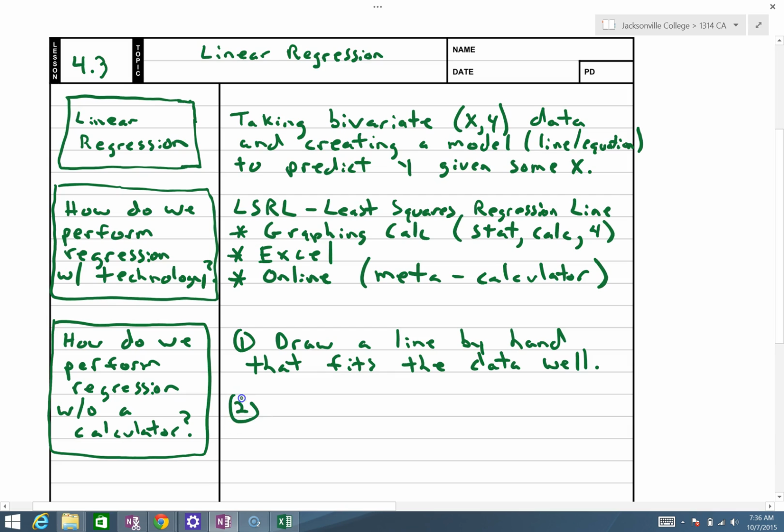And then we will pick 2 points on that line. That's the key, on the line, not 2 points from our data. Using 2 points that are on that line that we just drew, we will write an equation.